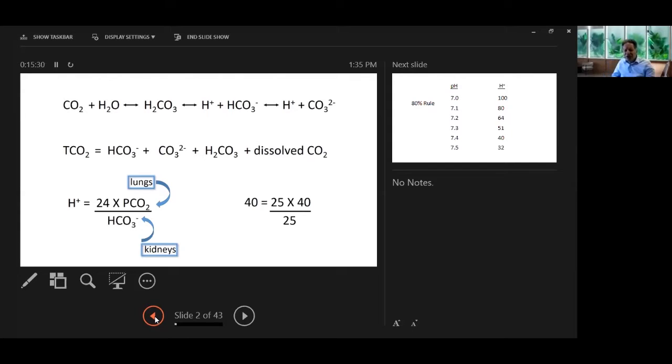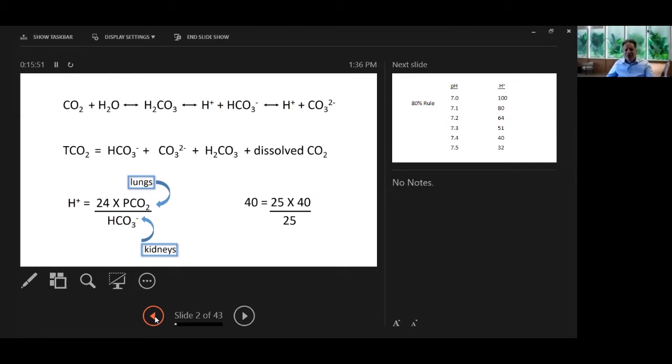Some people use 25, so I put it there for this, times 40, which is the PCO2, over the bicarbonate, which is 25. And this equation holds true whether you have an acid-base disorder or not. So that's something that confuses people. The right side always equals the left side. It allows you to check whether your numbers are correct.